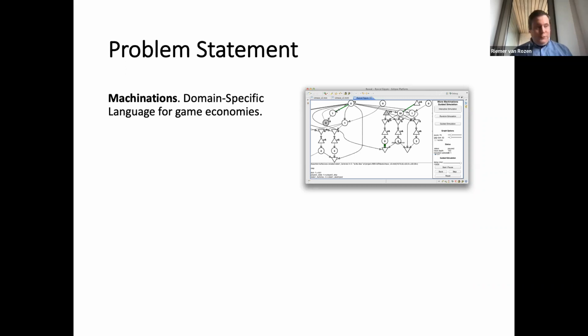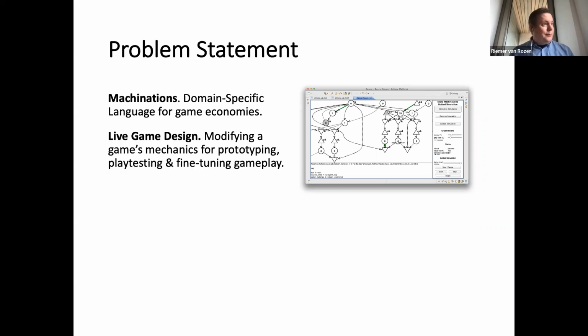Then afterwards, we also wanted to make games using this. And one of our goals was live game design, namely modifying a game's mechanisms for prototyping, playtesting, and fine-tuning gameplay, which is difficult to do in game development because of software decay. It's very rapid in game development because every time you make a change, you fix something, and especially things related to gameplay cannot be fixed. They need to change all the time in order to find out what good gameplay is.